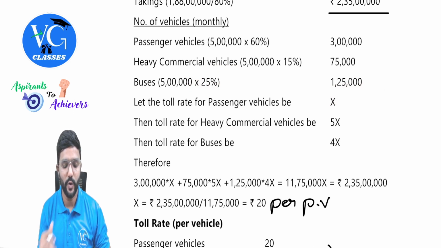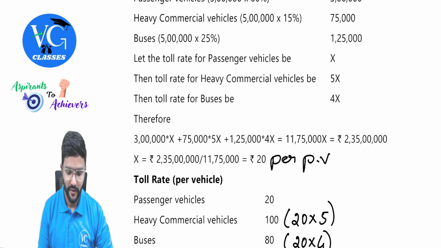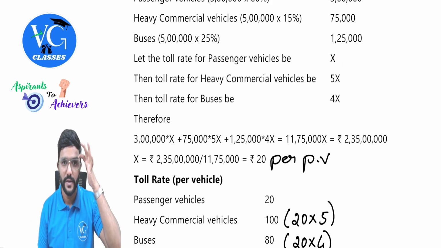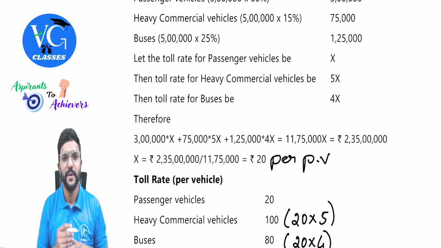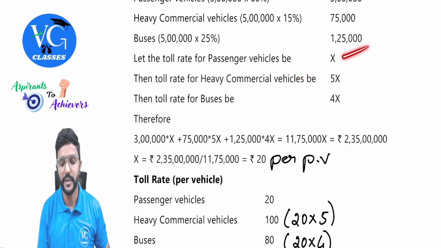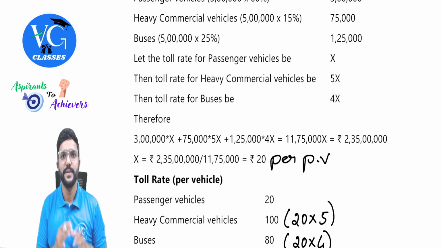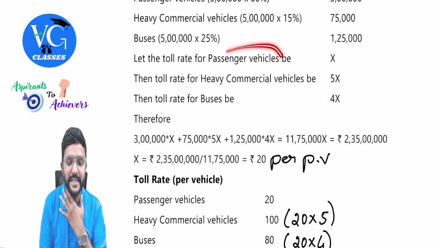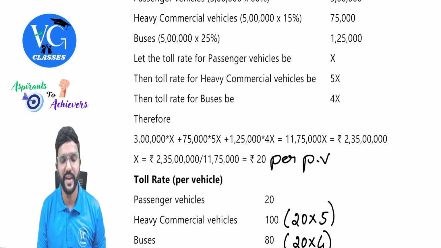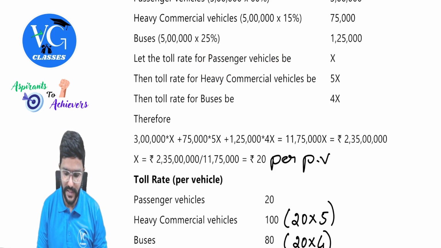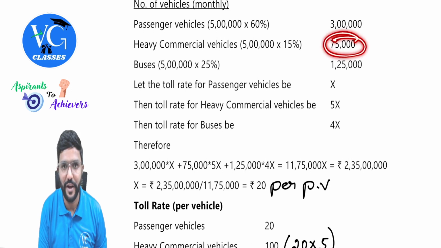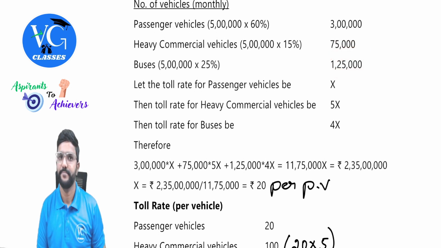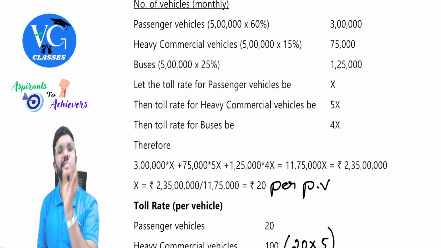Okay, sir. And they have told how the toll charge is framed. For passenger vehicle, let us take it as X. So for heavy commercial vehicles, it is 500% of that, so 5X. Whereas for buses, it is 400% of the passenger vehicle, which is 4X. So let us convert everything to equivalent passenger vehicles, guys. So how is it, sir? 3 lakh plus 75,000 into 5 plus 1,25,000 into 4. That will give us equivalent passenger vehicles.